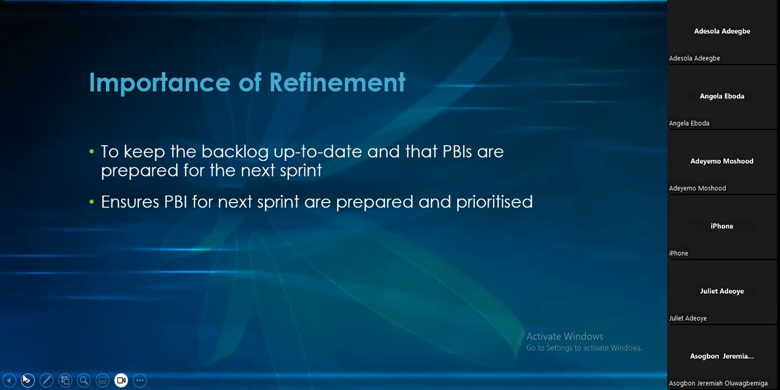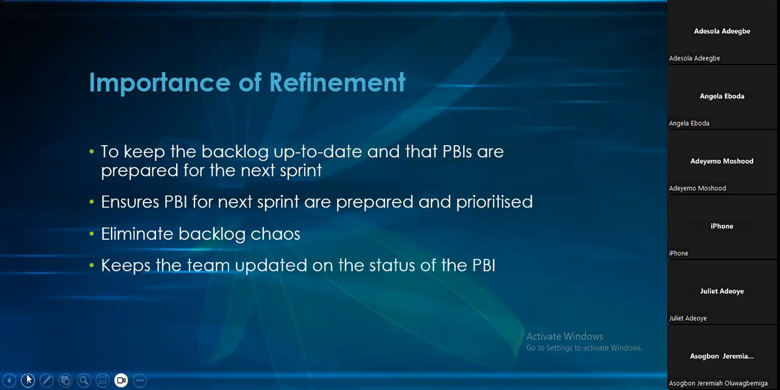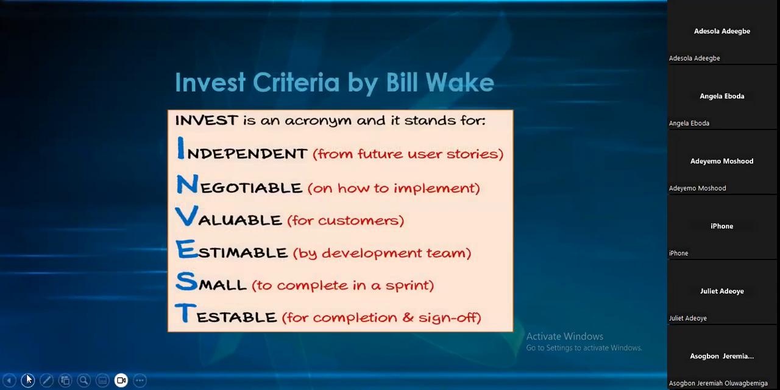Then it ensures PBIs for the next sprint are prepared and prioritized. That's another importance of refinement. I've mentioned that, so I'm not going to go over it again. It eliminates backlog chaos. On that backlog, we listed everything we want to do, right? So from that everything we want to do, from 20 things, we just chose 4 things. So we're just eliminating any chaos. We're removing that. It keeps the team updated on the status of the PBI. I mentioned the INVEST criteria. So that's all for refinement.